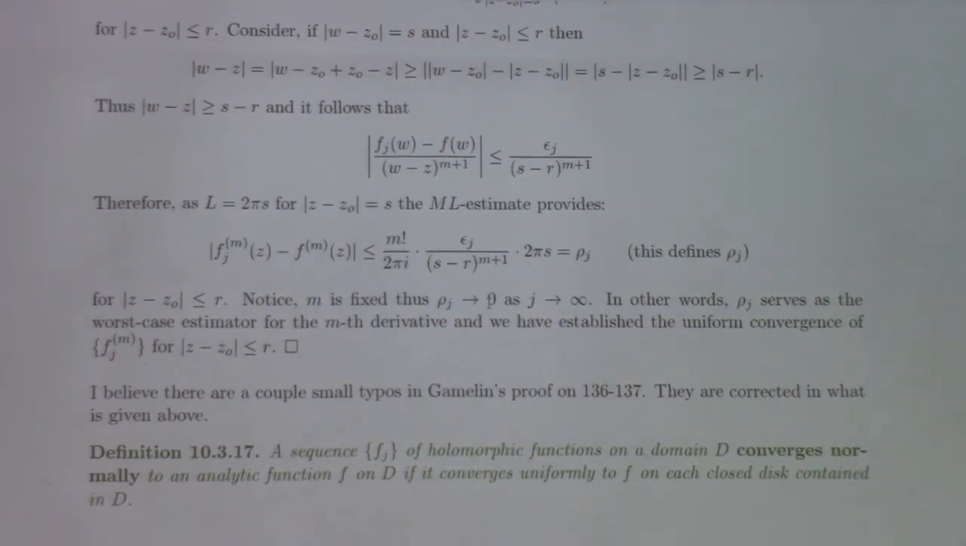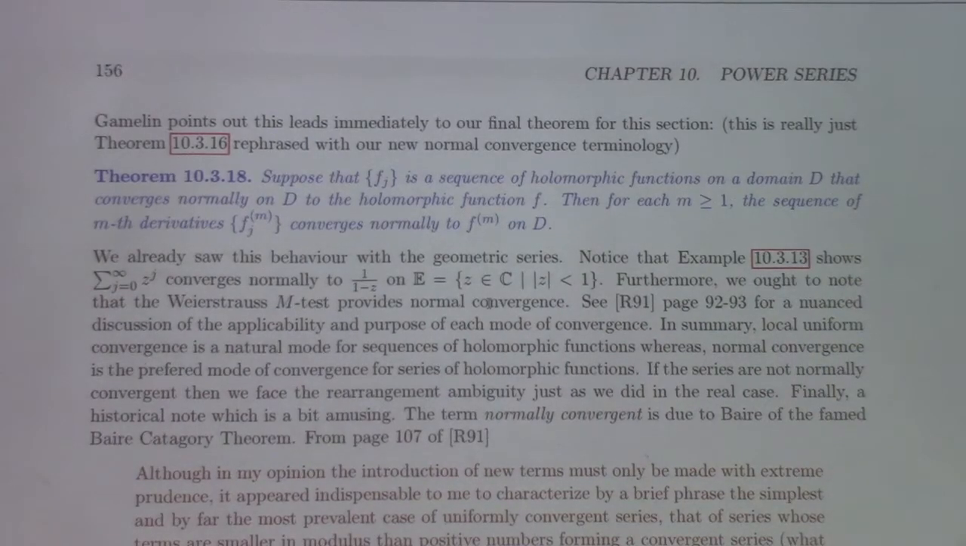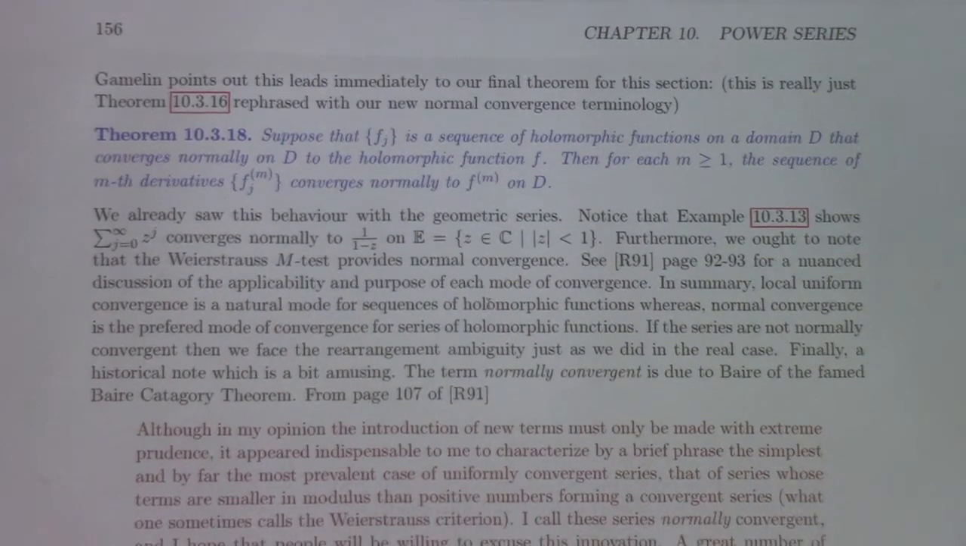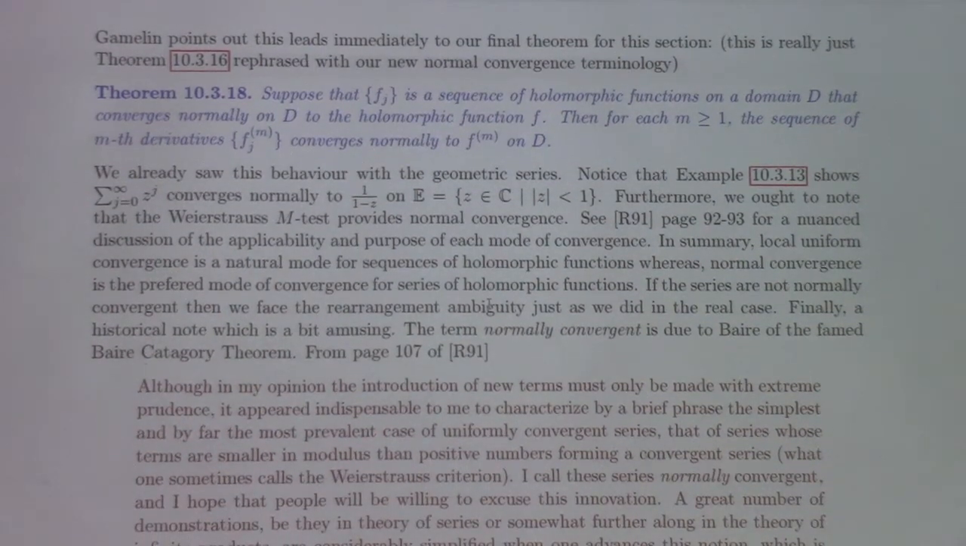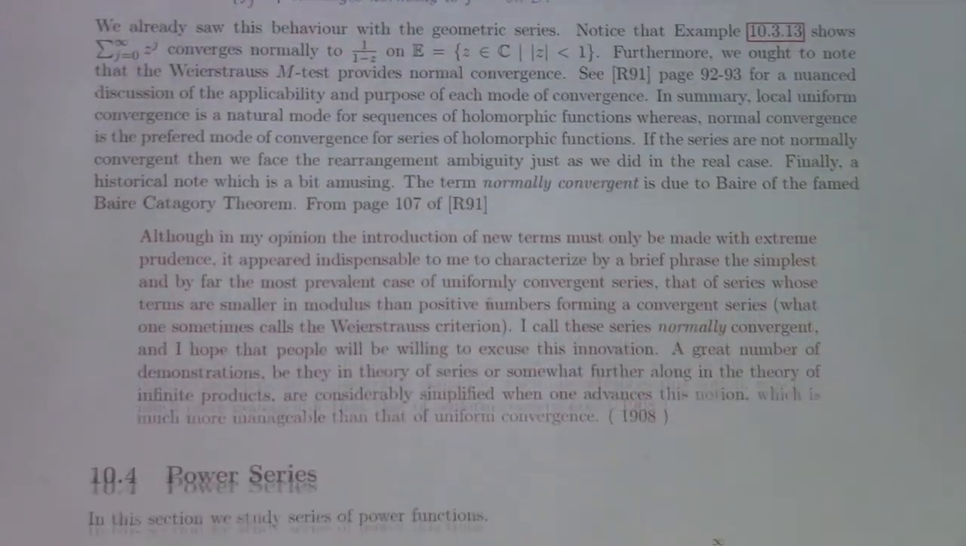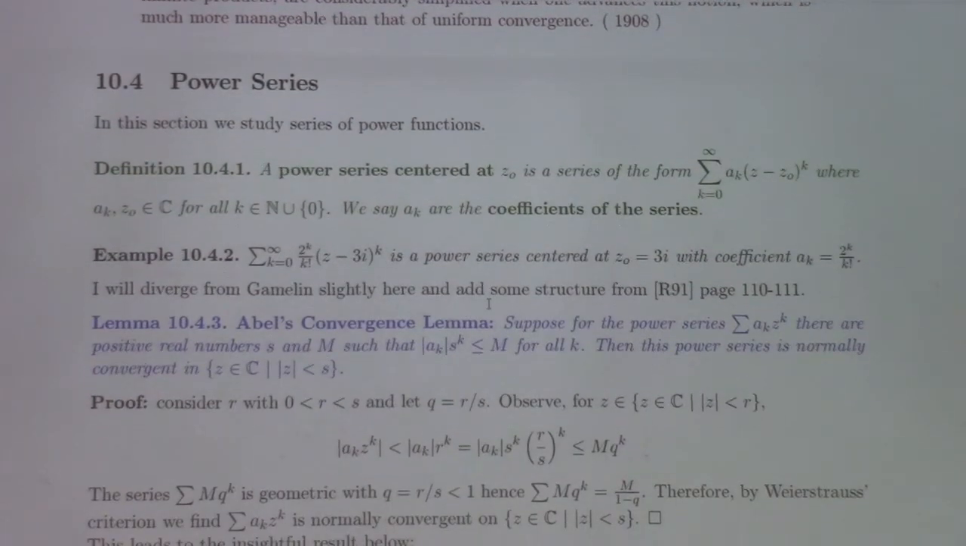If we have normal convergence of the function. This term was actually introduced by Baire of the Baire category theorem in, when was it? I've got the quote here. It's kind of funny. 1908. Anyway, I have blathered on too much about less interesting things today. I cannot afford to read that quote.